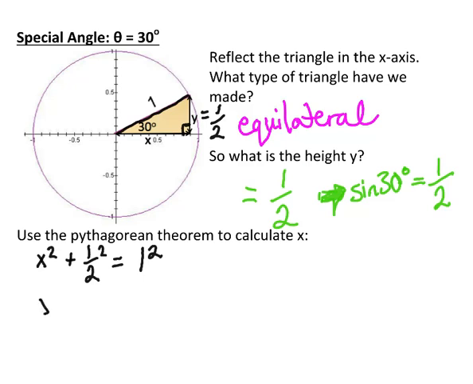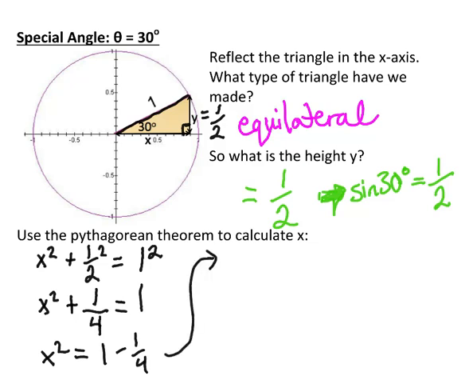Let's simplify that a little bit. So I get x squared. 1 over 2 squared is going to be 1 squared divided by 2 squared. 1 squared is just 1. 2 squared is 4, so I'll get 1/4 there. And 1 squared is just 1. Now let's move the quarter to the other side. So I'll get x squared equals 1 minus 1/4. Then I'll just go up here for some more room. So x squared is equal to 1 minus 1/4. Well, that's 3/4. Let's square root both sides.